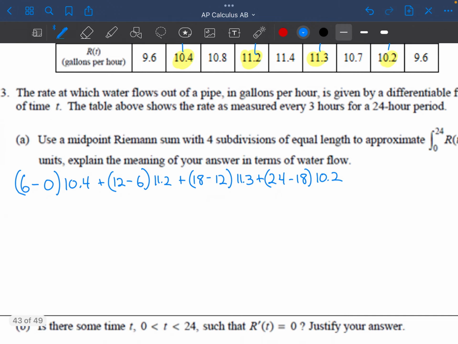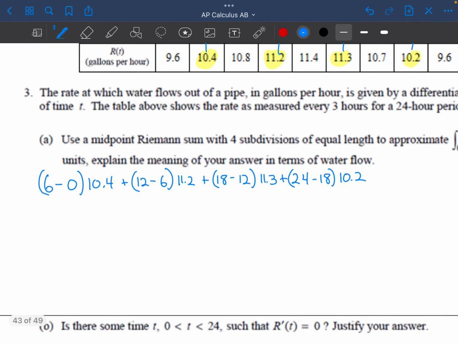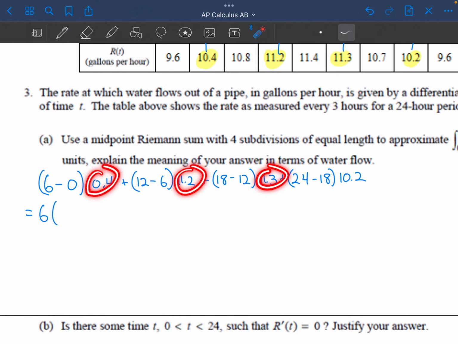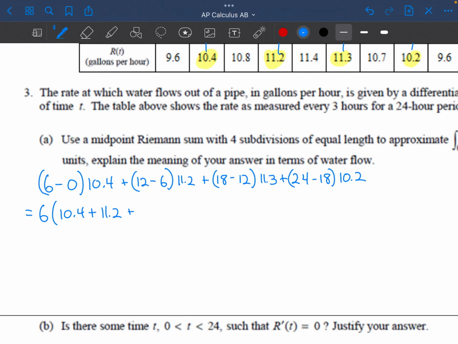Okay, and what I do when I'm at this step is I just immediately jump down to here and I factor out a 6. Each of these is 6, right? That's a 6, that's a 6. All 4 of those are 6s. I'm going to factor out that 6 right now. So this is going to be 6 times the quantity of, and then you're just left with the remaining numbers like 10.4, 11.2, all of those, right? So I can now say that this is going to be 10.4 plus 11.2 plus 11.3 plus 10.2.